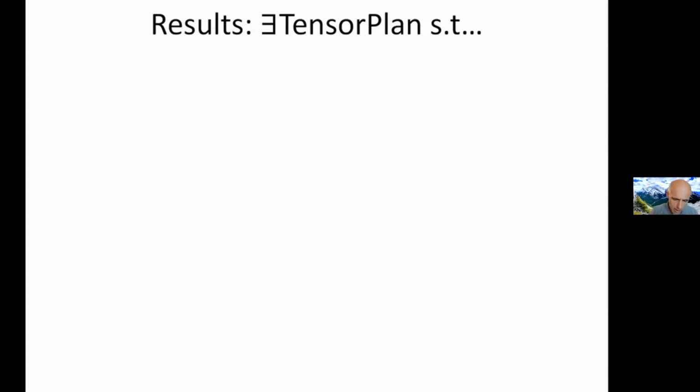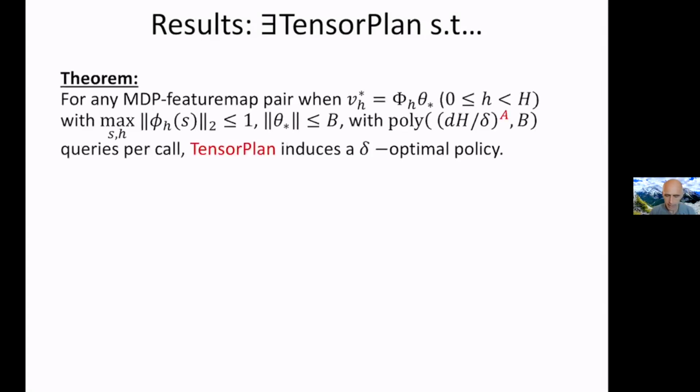All right, so the main result is that there exists this algorithm, which we call TensorPlan. You will see why. It says that no matter what MDP feature map pair the algorithm needs to work with, it's a good algorithm, and it doesn't use a lot of computation per call. That's the result. The algorithm has an input parameter, like the target suboptimality. And if you make this suboptimality smaller, then the cost is going to go up.